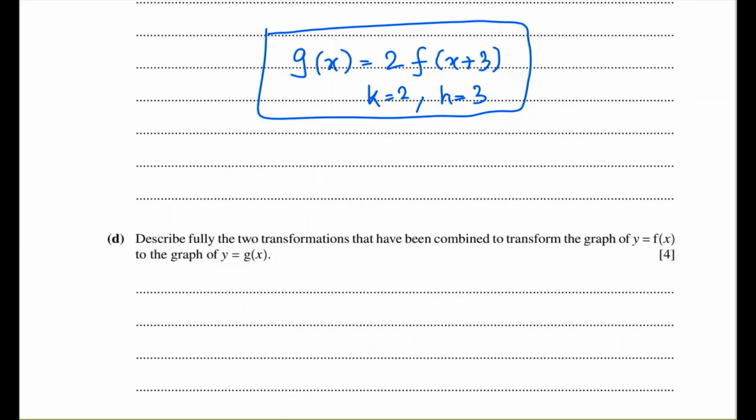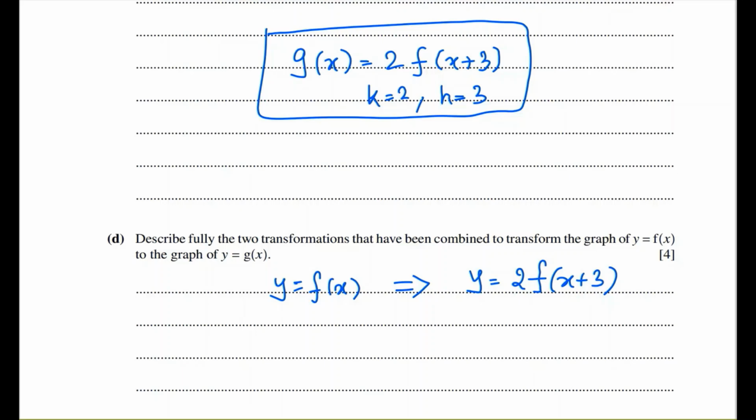The next part is: describe fully the two transformations that have been combined to transform the graph y is equal to f of x to the graph y is equal to g of x. So y equal to f of x became y is equal to g of x, that is 2 multiplied by f of (x plus 3). So f of x became 2 multiplied by f of (x plus 3).